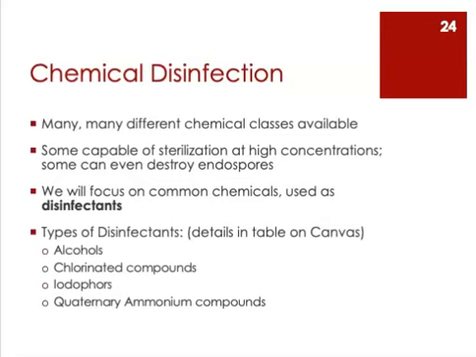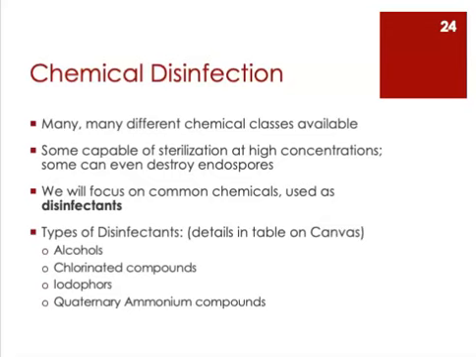These are not the only classes of chemicals that are available, but again, these are the ones you will most commonly encounter out in healthcare environments and in other industrial locations. Some of these chemicals are capable of sterilization if they're used at a high enough concentration and they're left in contact with the surface for a long enough period of time. Some of them can even destroy spores. We're going to be focusing on these common chemicals when they are used as disinfectants, however, when they're used in an effort to eliminate pathogenic microbes from surfaces.